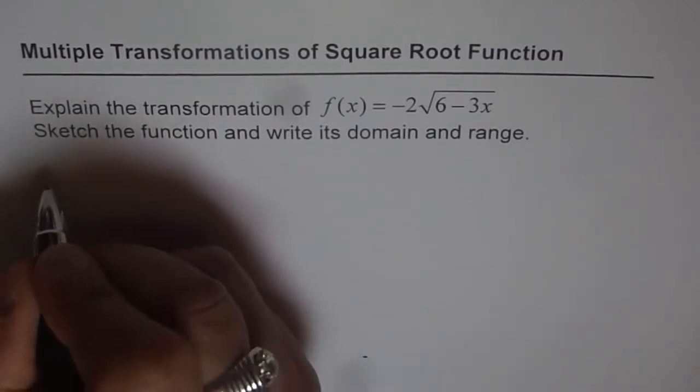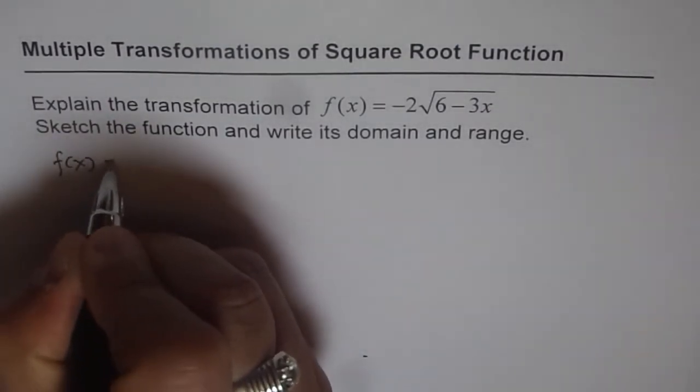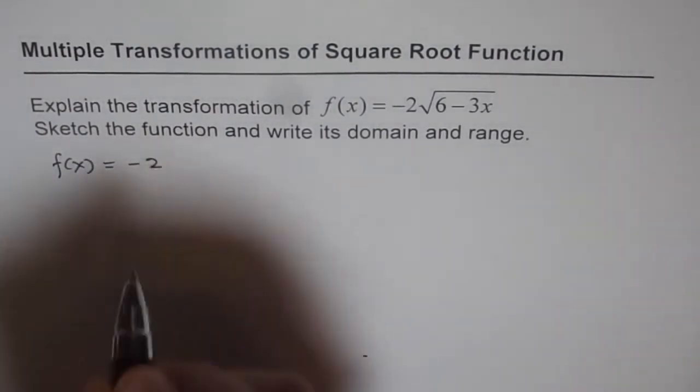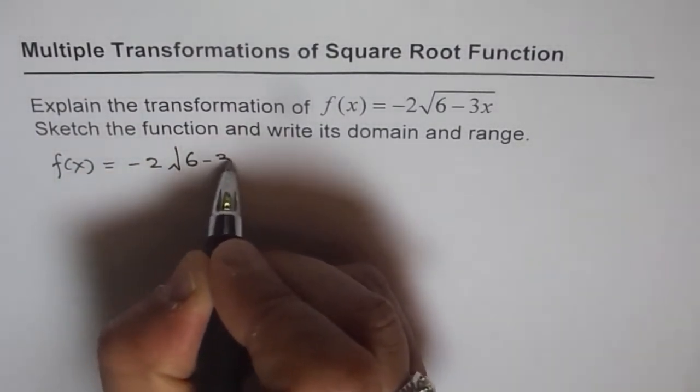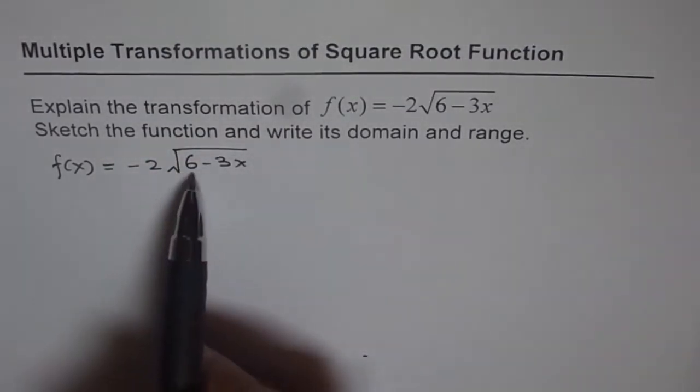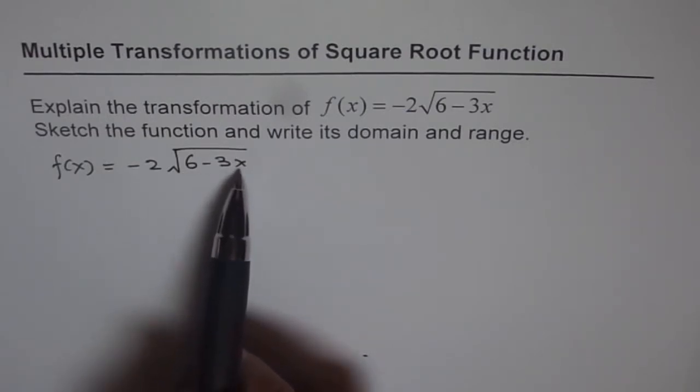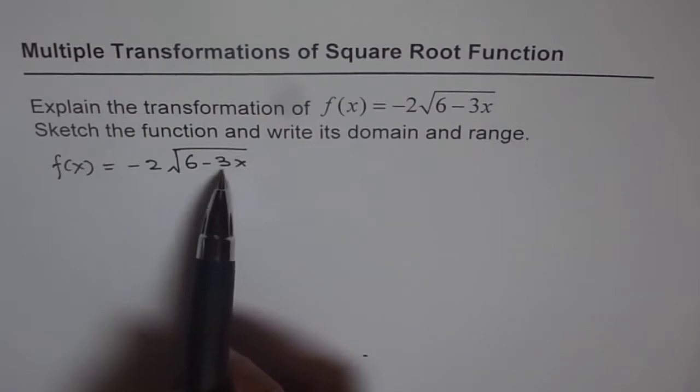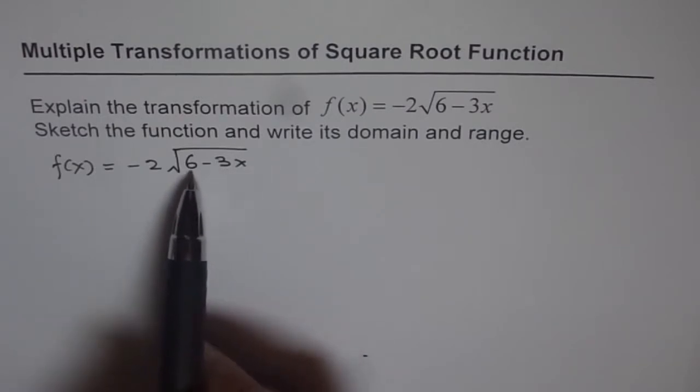Okay. So the function given to us is f of x equals minus 2 square root of 6 minus 3x. Now I'll always suggest you to rearrange these numbers inside the bracket. You should factor so that the coefficient of x is always 1, and then you start writing the transformations. Otherwise you can make a mistake. If you look at it like this, at times you can say that's moving left or right by 6 units, right? Which is definitely a wrong answer, and you will soon discover.